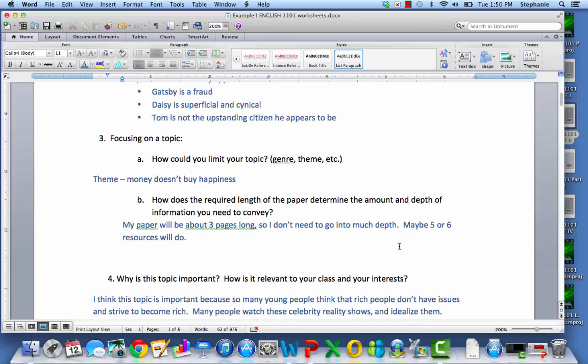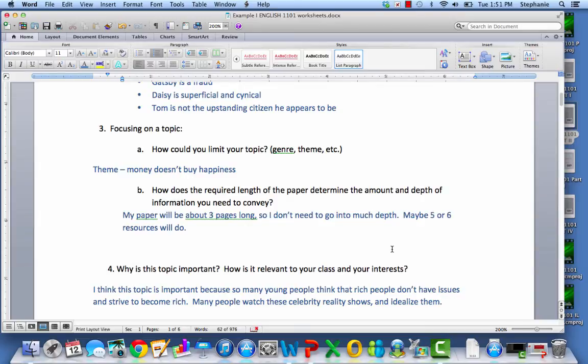And as I referred to earlier, how does the required length of the paper determine the amount and depth of information you need to convey? In my pretend paper, it only needs to be about 3 pages long. I'm not quite sure what your assignment guidelines are, but as a rule of thumb, I'm going to say for 3 pages, I need maybe 5 or 6 resources.